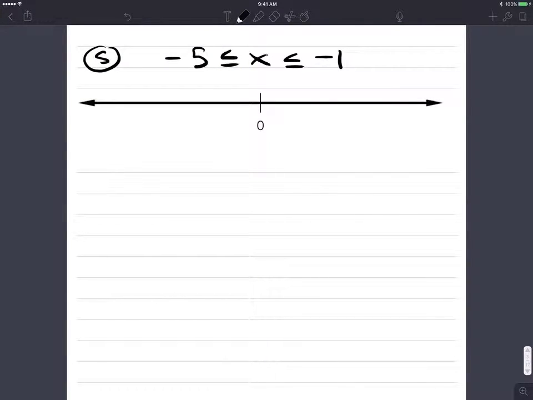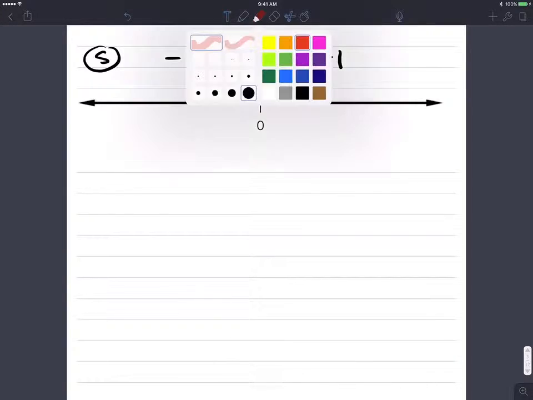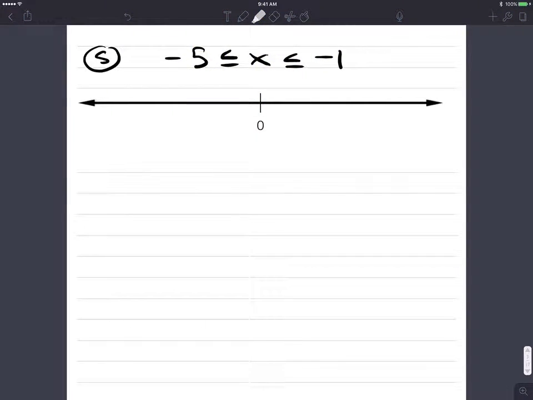Question 5. We're going to try to describe on a graph by shading the numbers that are between -5 and -1.